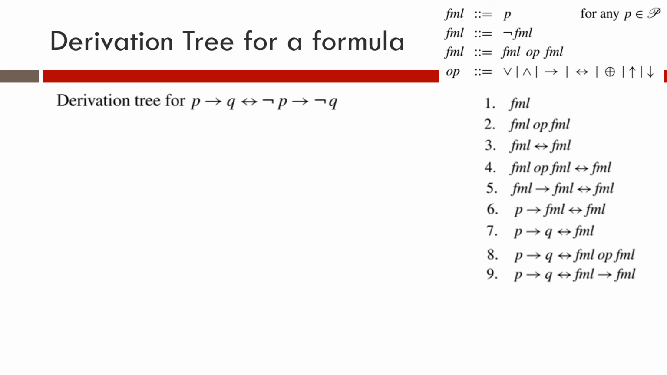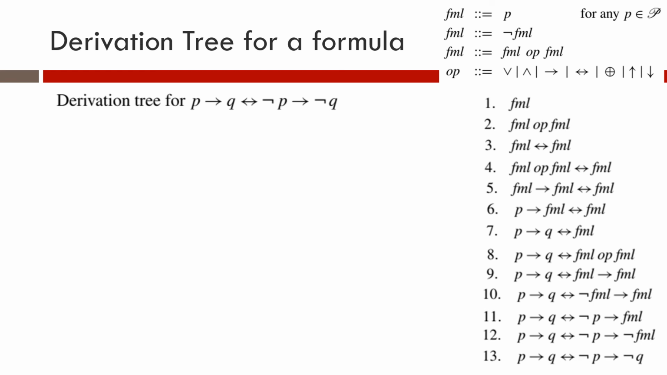Sorry, before that we need to replace the operator. The operator is replaced with the implies operator, and then in the next step we will replace this formula with the second rule in the production, negation formula. Okay, so this is negation formula, equivalence formula, and again this formula can be replaced with the atom P. So we have negation P implies formula. Now to this formula again we apply the second rule, and we get P implies Q equivalence negation P implies negation formula, and that formula will be replaced with Q.